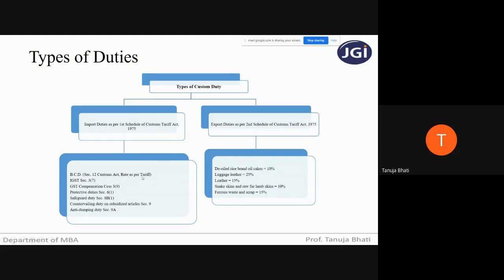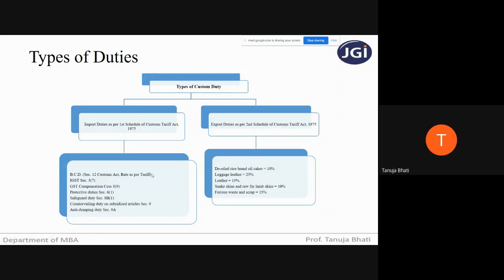So which section under the Customs Tariff Act defines BCD? It is section number 2 of the Customs Tariff Act. Simply, students, BCD is the basic customs duty which is charged as per section 12 of the Customs Act, and the rate on the goods is levied as per section 2 of the Tariff Act.